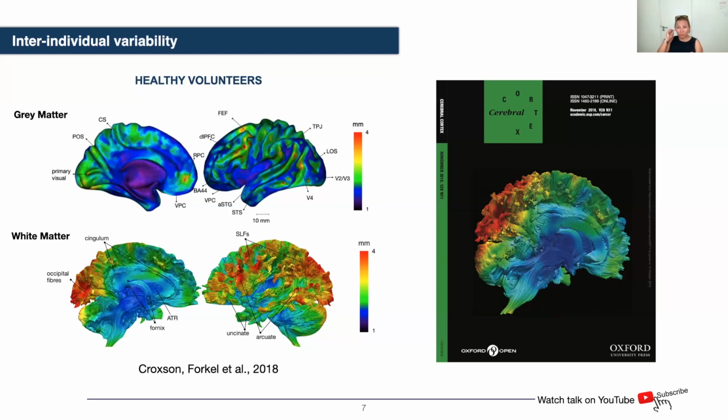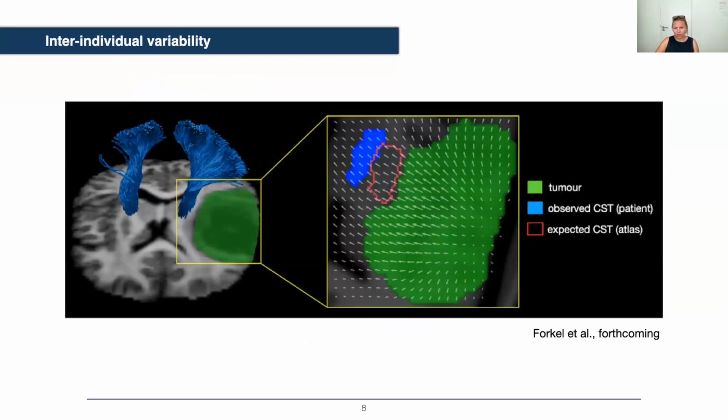What is even more important is being aware of this variability in a clinical setting. And here I just want to show you the impact that a clinical presentation of a brain tumor can actually have on the variability of the brain. And what you can see here is that the tumor displaced the corticospinal tract.